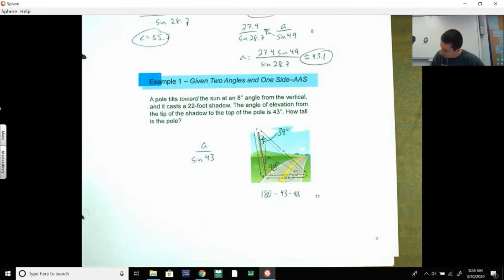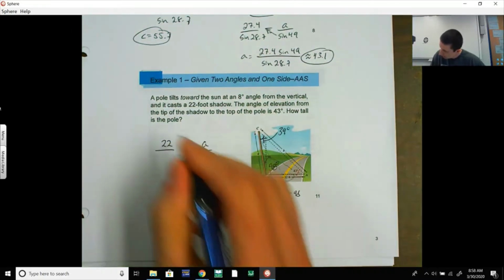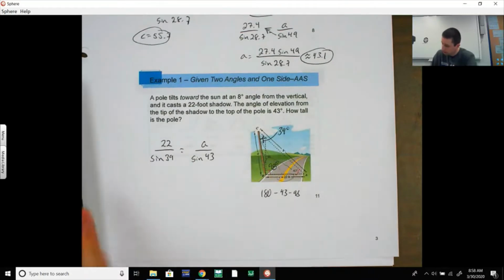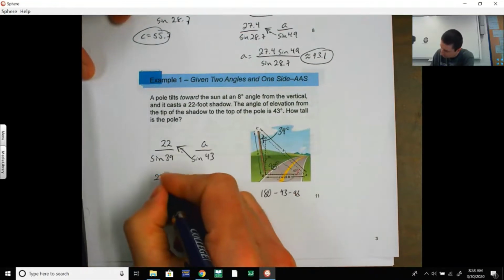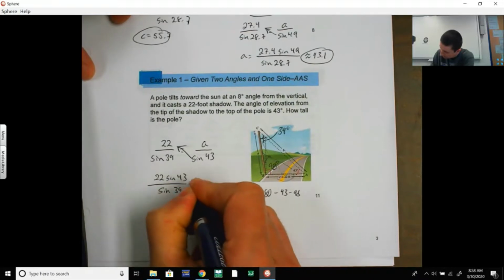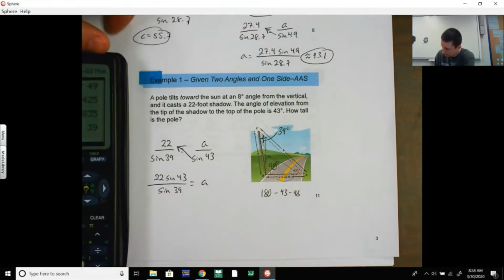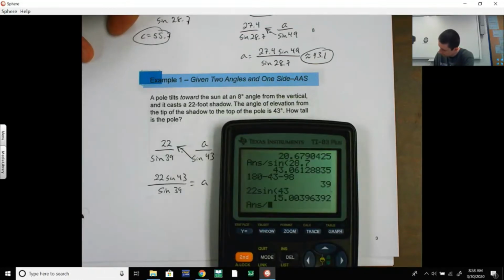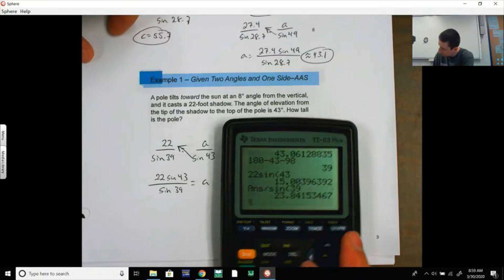So that is my given. I'm going to do 22 over the sine of 39 equals A over the sine of 43. Multiply to the top. So 22 times the sine of 43 over the sine of 39. That is going to be A. 22 sine 43 divided by sine of 39. So 23.8.